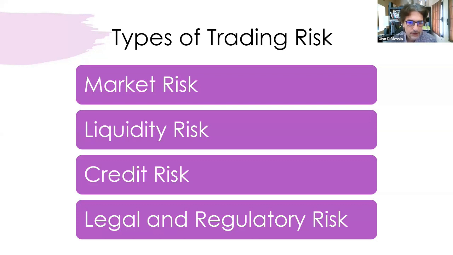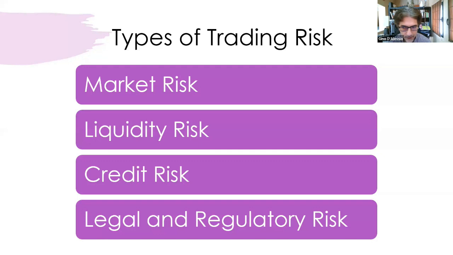But then there are also, let's say, slightly lesser risks, but always relevant. And they are liquidity risk, credit risk, and legal and regulatory risk. Let's look at liquidity risk to start with. Liquidity risk, there are two main types of liquidity risk. Let's start with what is liquidity. Liquidity is the capability of a financial market to supply prices.